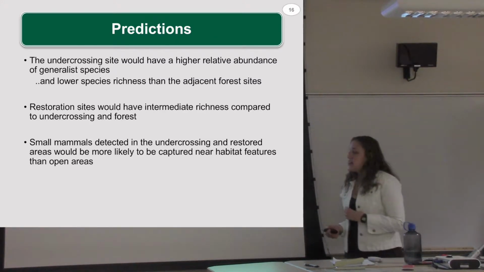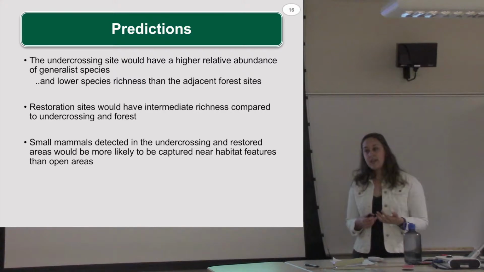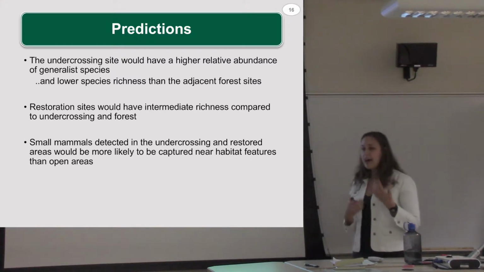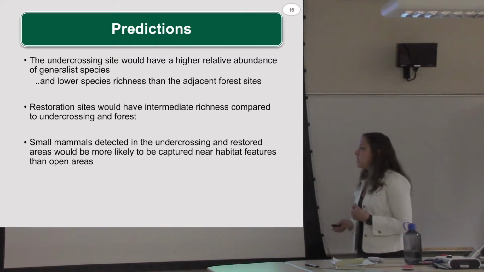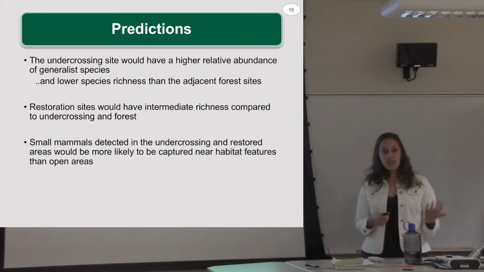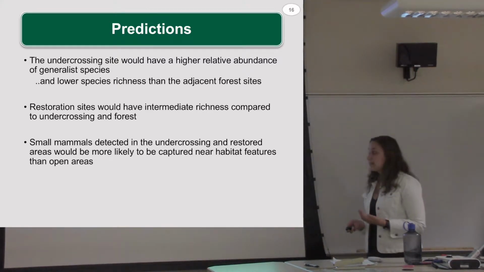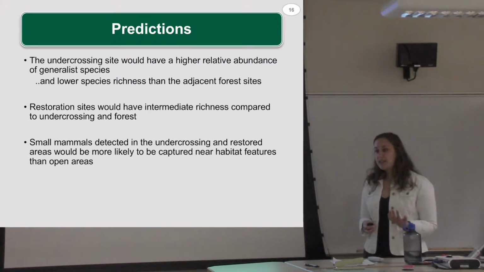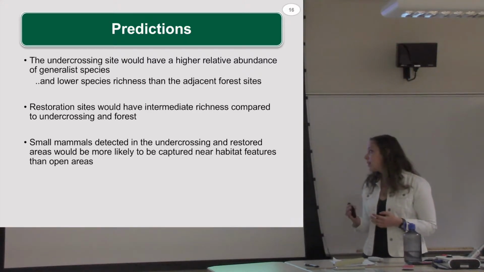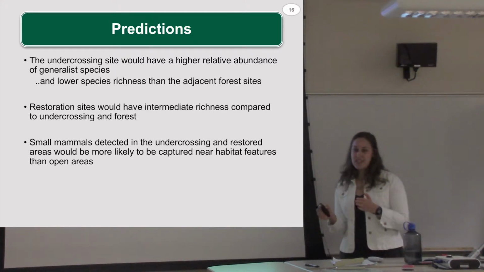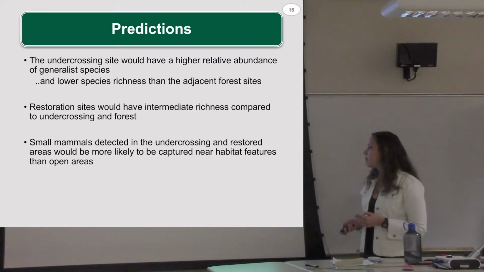So I predicted that the undercrossing would have higher relative abundance of generalist species because of the higher level of disturbance in the crossing structure, since it's so close to I-90, and would have lower species richness compared to the adjacent forest sites. I additionally expected that the restoration sites would be intermediate in species richness between the crossing structure and the forest, because the restoration sites are a little bit farther away from I-90 and a little bit closer to the forest.